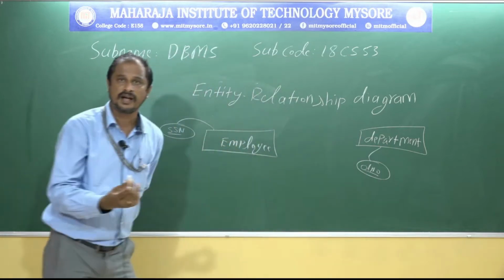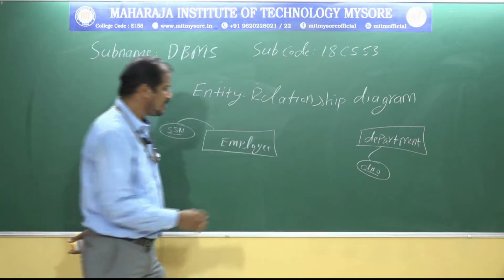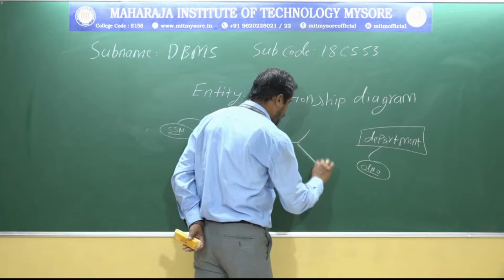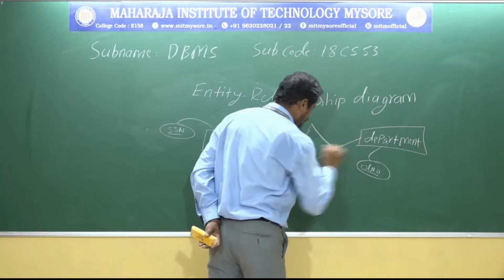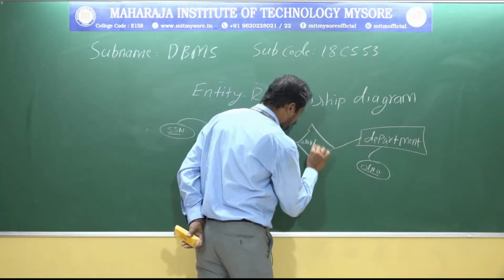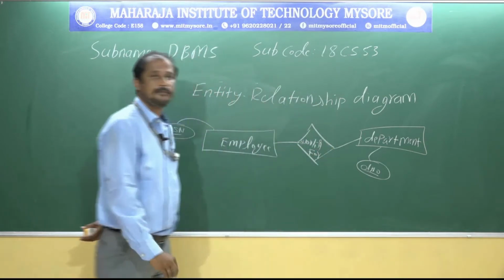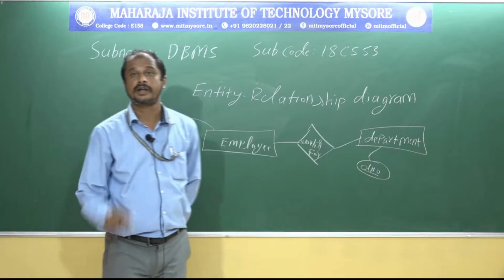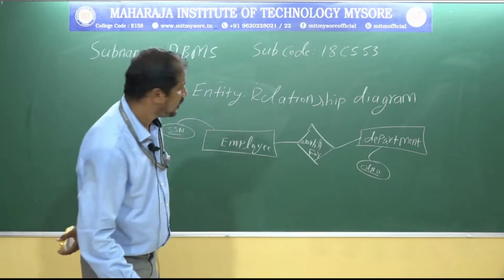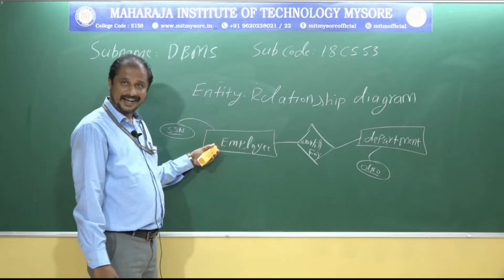Now I want to talk about a relationship. Employee works for department. Employee works for department. So it is an entity.